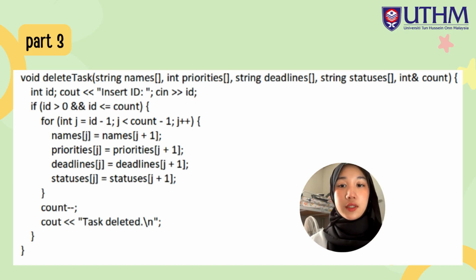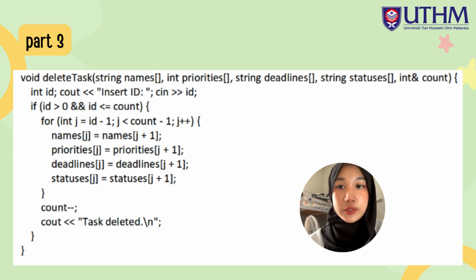So for the next line is the arrays names, priorities, deadlines, statuses at index j equals the same arrays at index j plus 1. These statements copy the next task's information into the current position. This ensures that there are no empty spaces inside the arrays after deletion. All task details such as name, priority, deadline and status are shifted together.